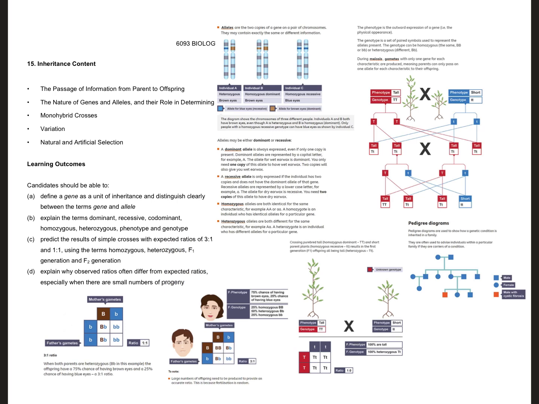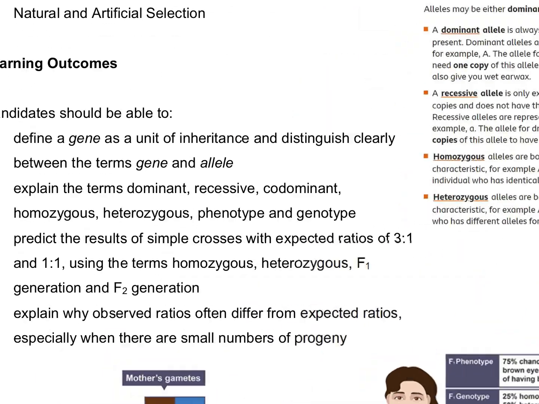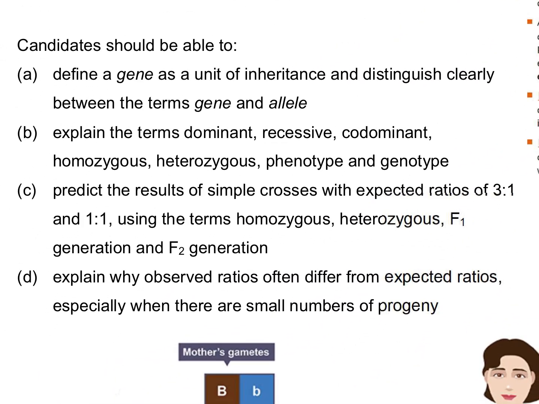Chapter 19 on heredity. Definition of a gene. A gene is a segment of DNA or a sequence of nucleotide bases. We also say that the gene is a unit of inheritance.